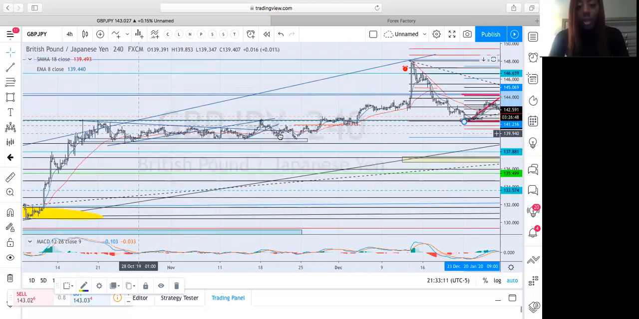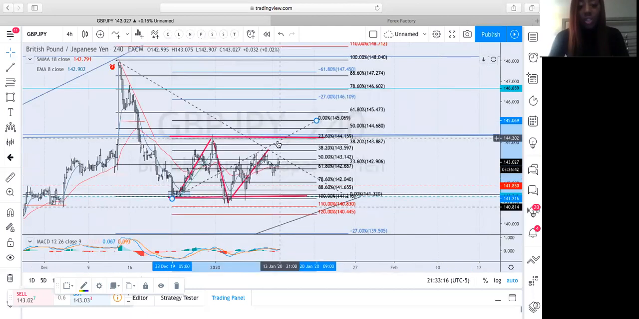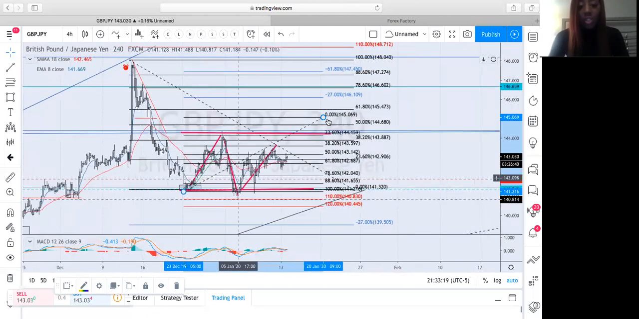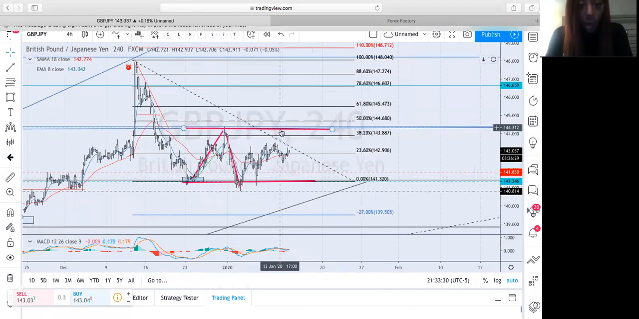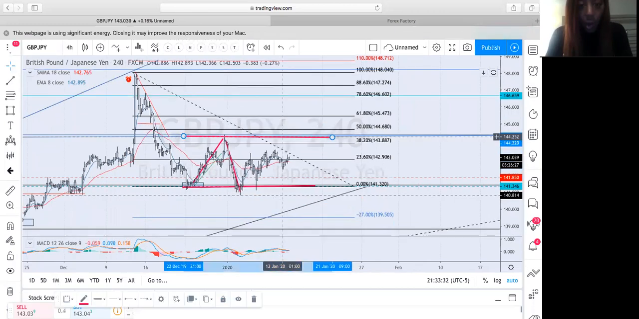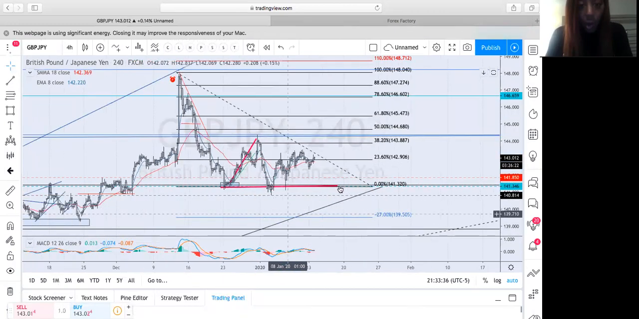And because of how structure is forming on these areas, it's no divergence, it's no nothing. I wouldn't even trade this right now because it's not clear. Ultimately, long term though, and when I say not clear, it's clear that it's going to eventually get to this point, right? But the thing is when.